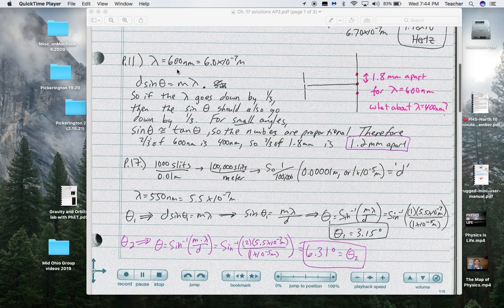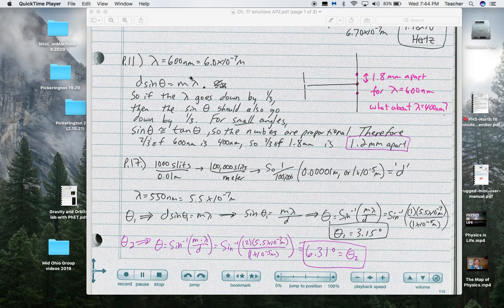Problem 11, I'm trying to convert everything into standard units. So 600 nanometers is 6 times 10 to the negative 7th meters. That's my general diffraction formula. And basically it's saying this is a certain distance away. You have your bright spots 1.8 millimeters apart. If we reduce the wavelength from 600 to 400 nanometers, what happens to that distance apart?